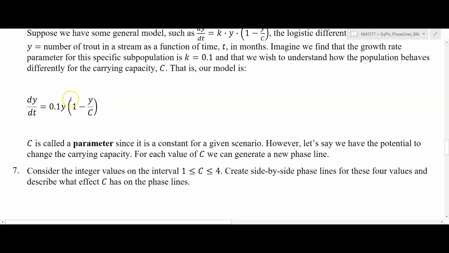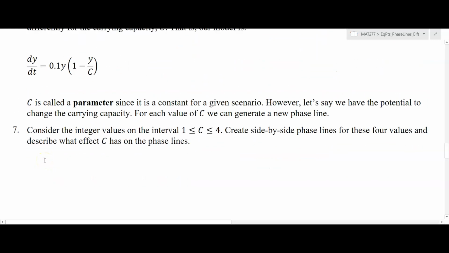But in our model, you see that we have this parameter in here. And just recall that a parameter is constant for any given scenario. But maybe what we want to do is study how changing that carrying capacity is going to affect our phase line, so how it's going to affect different populations. All right, let's go ahead and execute an analysis of that parameter.